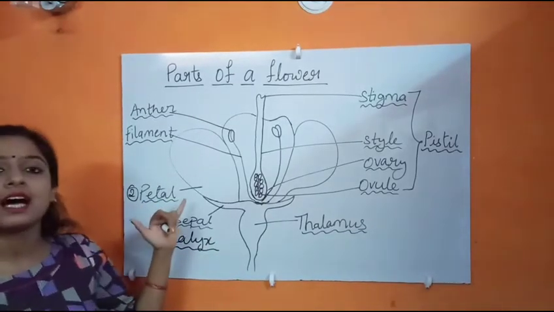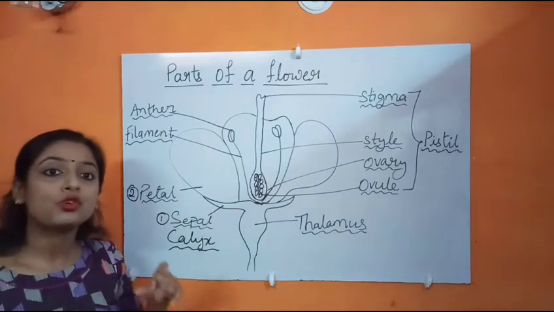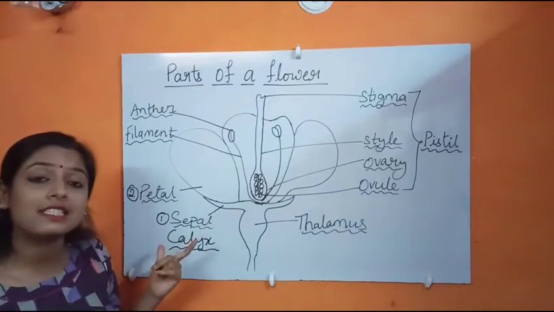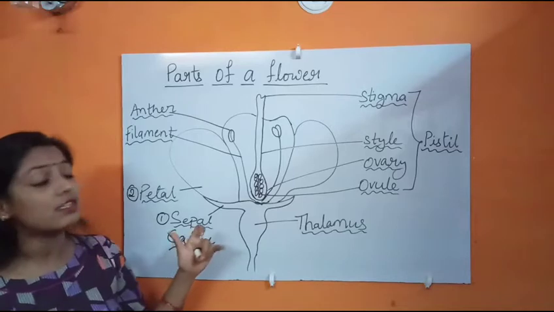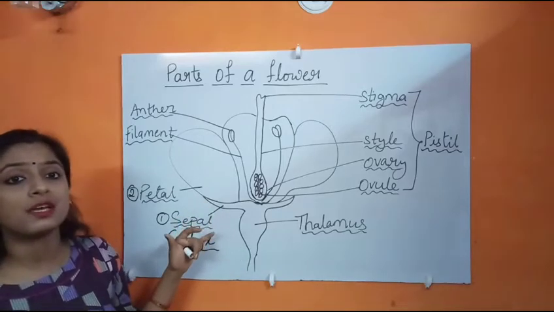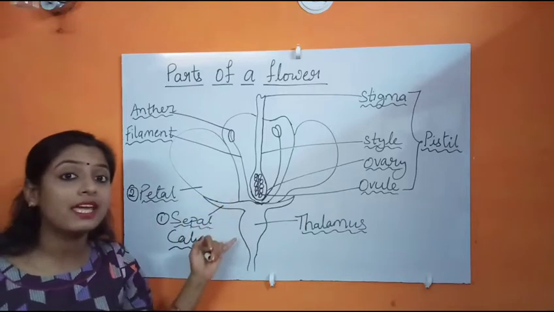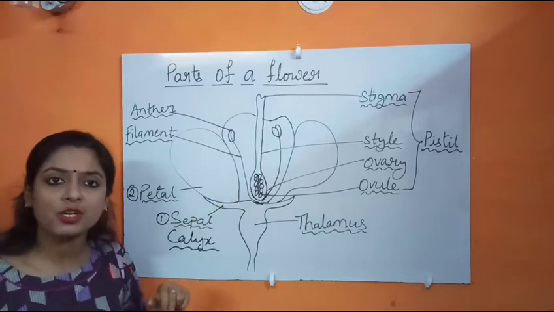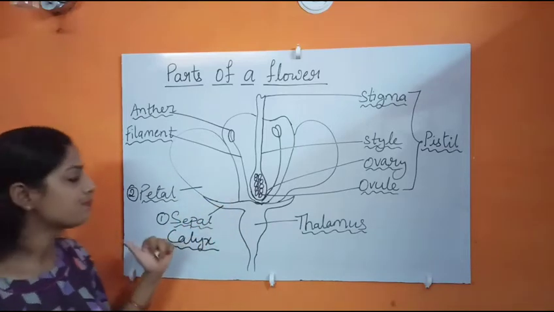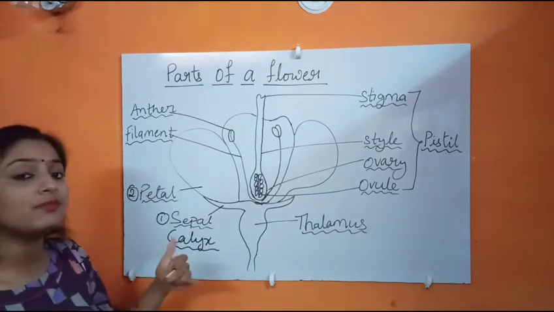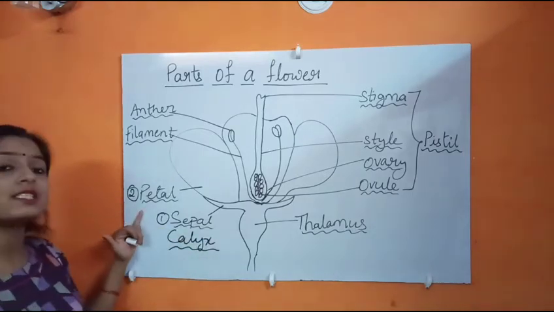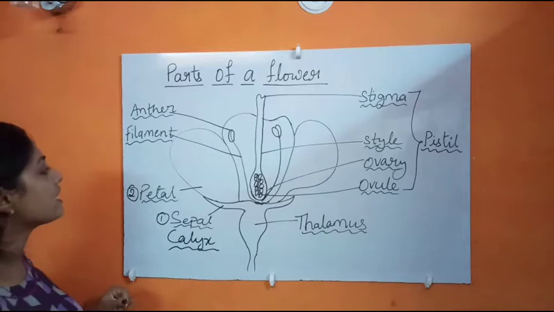So these petals are colorful so that they can attract insects, so that insects get attracted towards them. जब insects attract होंगे flower पे, तभी वो help करेंगे fertilization के process में, pollination में. That we will take later on. So second part is a petal. Moving on to the next one.